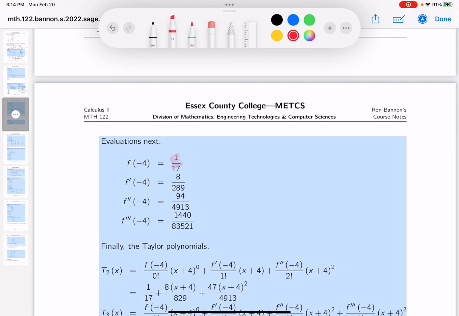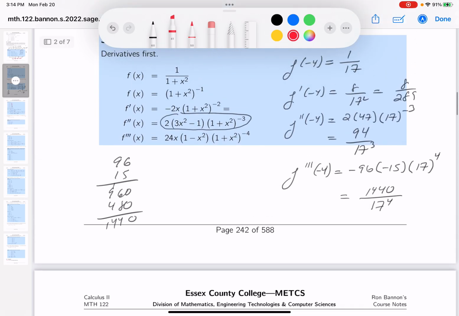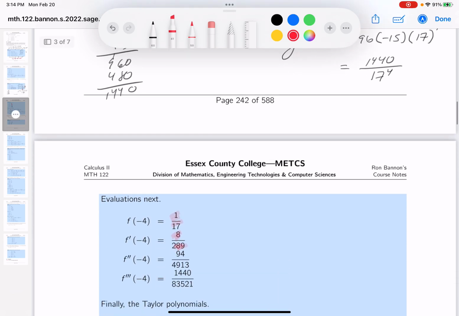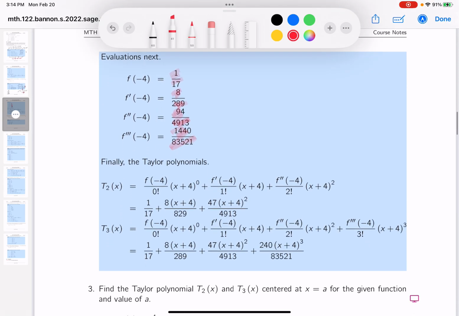We put this down before. 8 over 289. Is that written somewhere? Yeah, right over here. 94 over 17 cubed. Again, I did not cube out the 17. And then 1440 over 17 to the fourth power. I just don't think it adds much to the problem. All right.